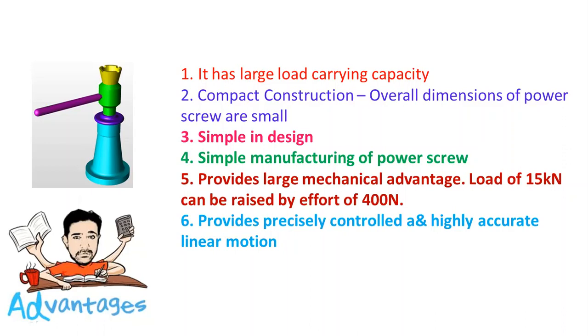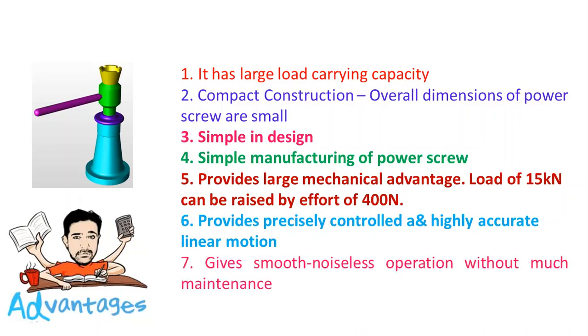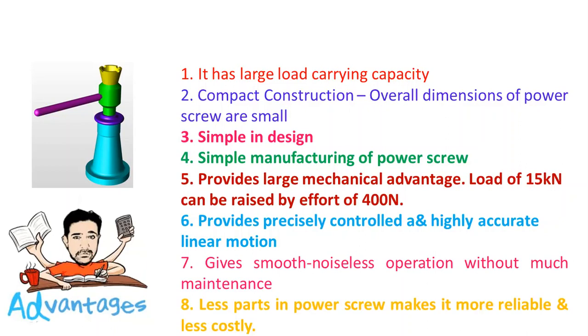It provides precisely controlled and highly accurate linear motion. So in a C clamp, vise, or machine vise, everywhere you can get precisely controlled linear motion. It gives smooth, noiseless operation without much maintenance. There are fewer parts in the power screw, so it makes it more reliable and less costly. Reliability means it is going to function for a longer amount of time, and it is also very less costly.